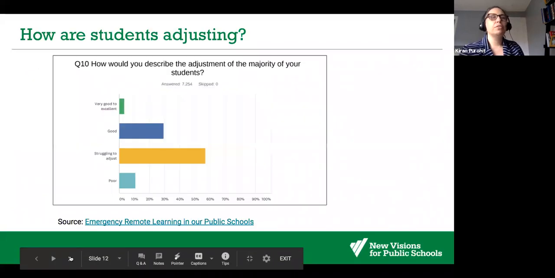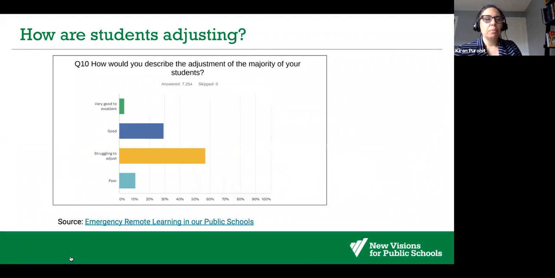So just so you know, the source of this is from a recent survey that came out. That's the Emergency Remote Learning in Our Public Schools survey, and it was a survey of many, many teachers. I guess the respondents for this were 7,254 teachers. So they surveyed teachers, family members, and administrators at schools and asked them a whole bunch of questions about how they're doing with remote learning. And this was one of the answers to the question, how would you describe the adjustment of the majority of your students?